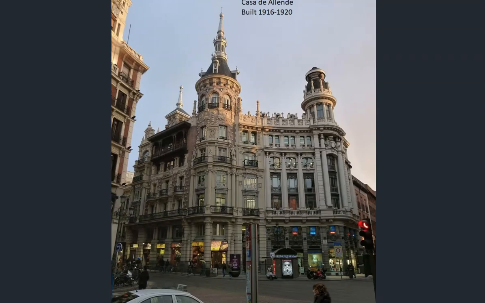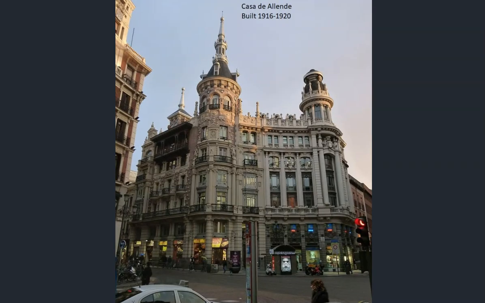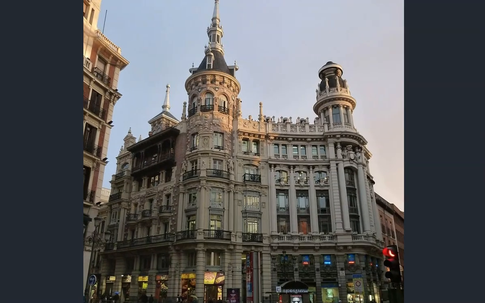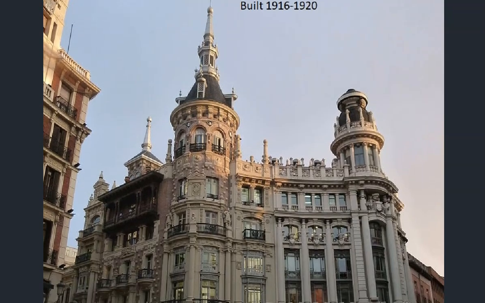Okay, we come to this structure, the Casa de Allende. Again, built in that timeline here, that Spanish flu timeline, I guess, if you will. The world is at war, but Spain is dealing with an epidemic, and they're building structures like this.